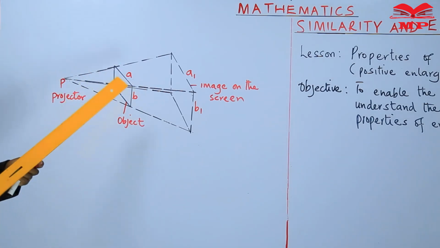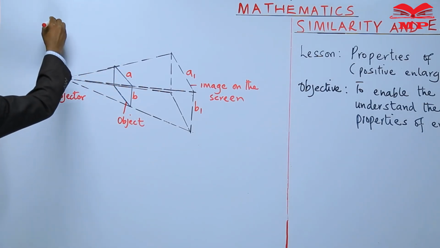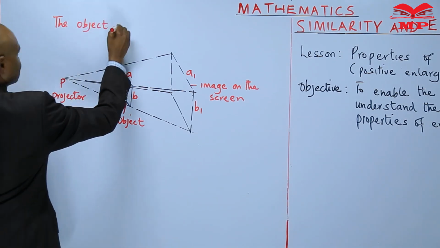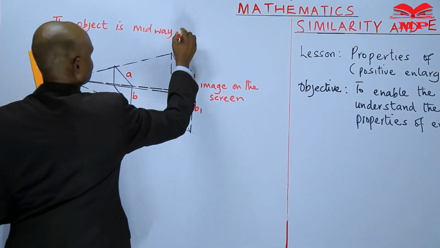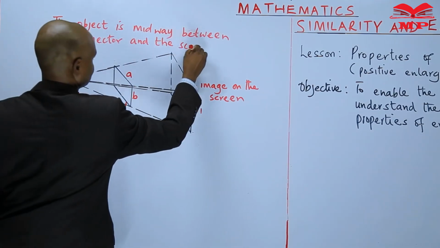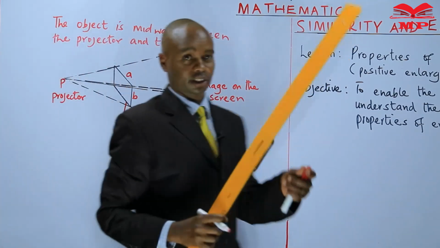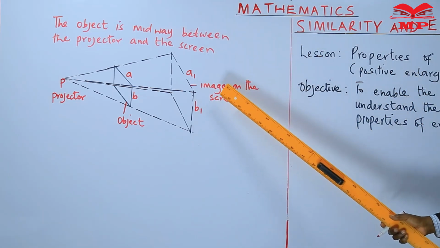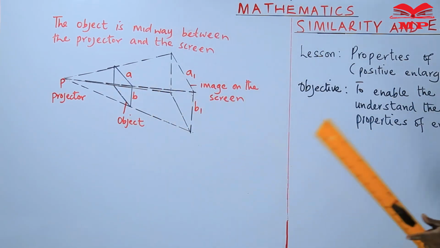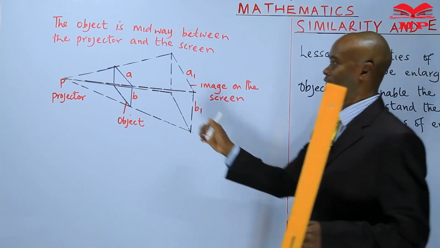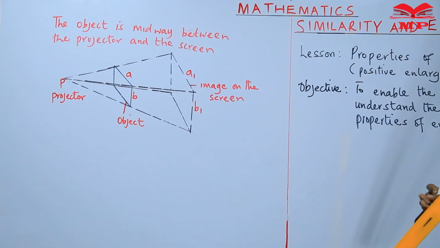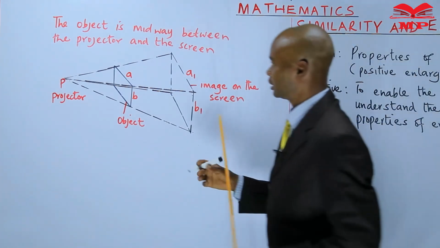So that is another condition given in that enlargement. The object is midway. It is half the distance from the projector to the screen. That gives a typical enlargement.